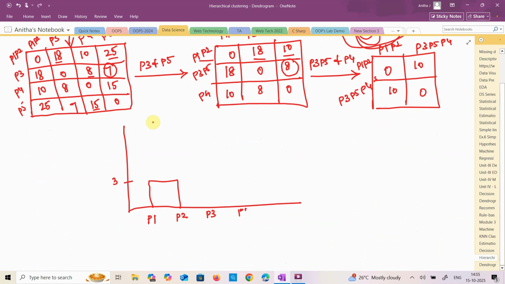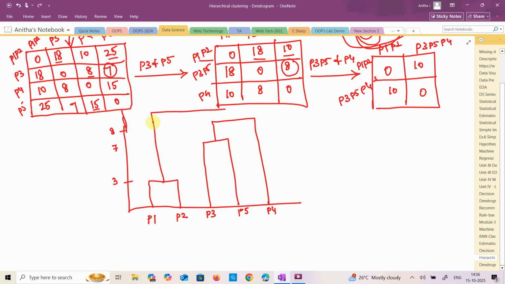In the next iteration we merged P3 and P5, which are merged together at a distance of 7. In the next iteration we merged P4 together, at a distance of 8. In the last iteration everything gets merged together at a distance of 10. So this is the formulation of the dendrogram.